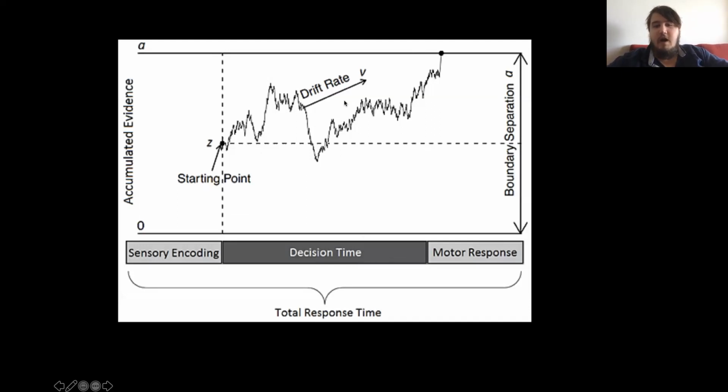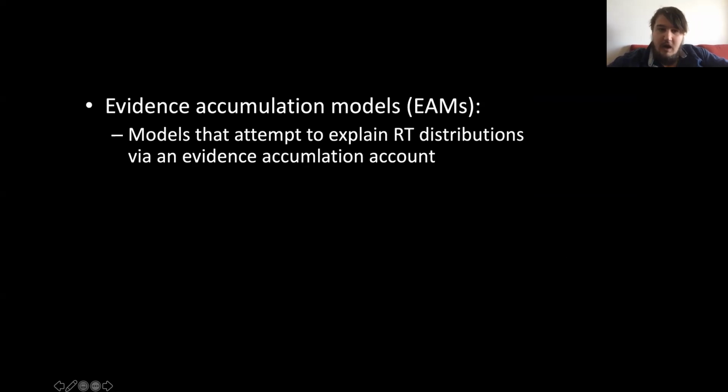Essentially, you've got 4 key parameters. You've got the drift rate, which is theoretically how good you are at the task. The starting point, which is your initial bias, but I won't really be talking about that. The threshold, which is your caution, and the non-decision time, so sensory encoding and motor responses, kind of everything else. Now, I'll define some terms as I'll use them in the talk.